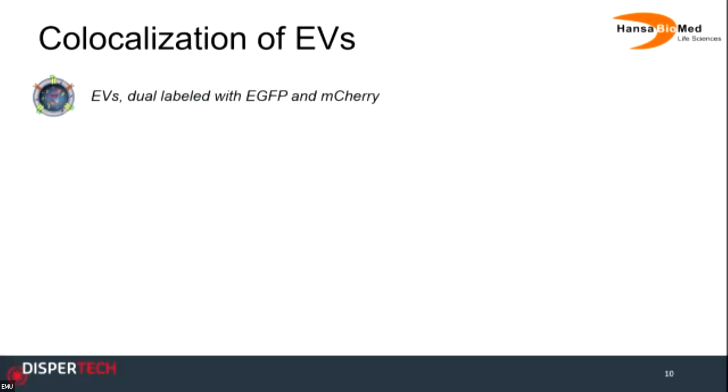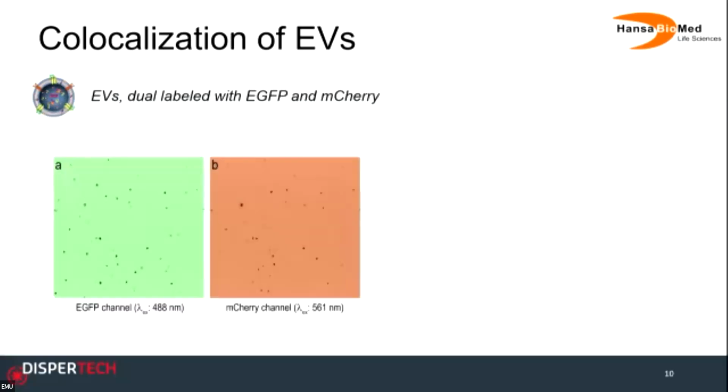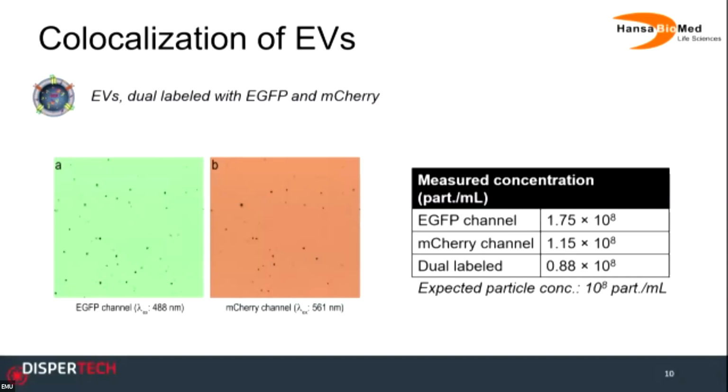Besides that, we also now looked at dual stained EVs in a collaboration with Hansa Biomed. These particles were stained with both EGFP and mCherry. This is an example of one slice. In this case, the colors are actually inverted, so the black dots represent the nanoparticles, or at least the dyes that are present on the nanoparticles. We could see that there were 3 populations: a population that was dual stained with both EGFP and mCherry, and also a small population with EGFP and mCherry not dual stained.